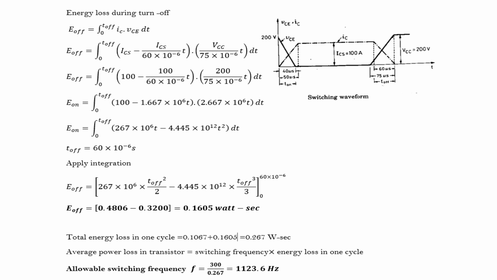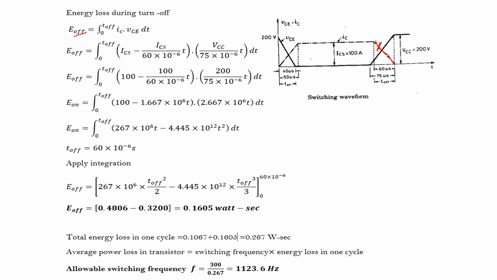Next, energy loss during turn off. Here also we are going to use a similar equation, which we already used for E on. So E off is the integral from 0 to T off of IC into VCE into dt. During turn off, the current waveform is a decreasing slope and the voltage waveform is an increasing slope. So ICS minus ICS divided by 60 into 10 power minus 6 into T, into VCC divided by 75 into 10 power minus 6 into T, dt.